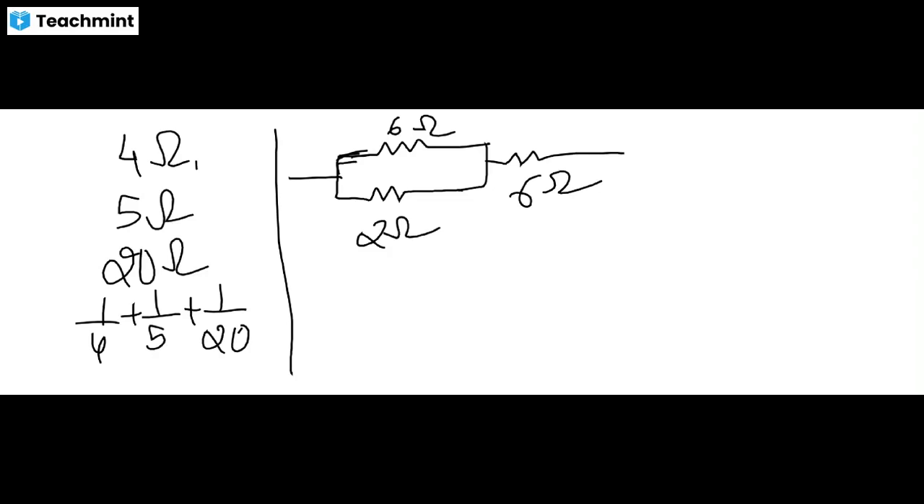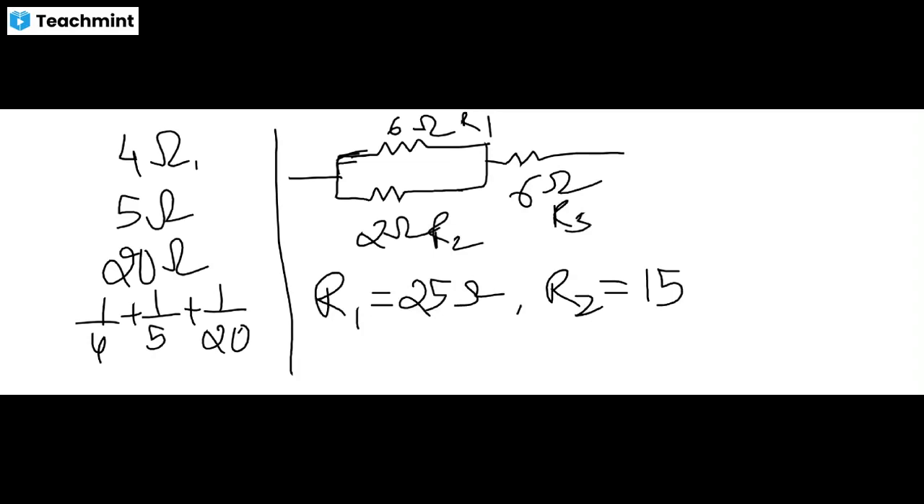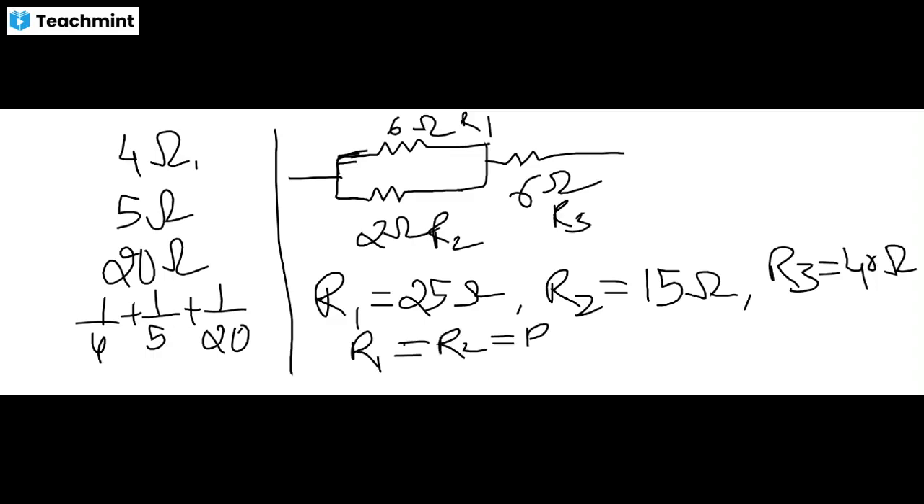Next, one more. Same figure. Just take it as R1, R2 and R3. You can do this later on. R1 is 25 ohms, R2 is 15 ohms, and R3 is 40 ohms. Okay. And in the next case, R1, R2, R3 are all three 6 ohms. These two problems. Okay.